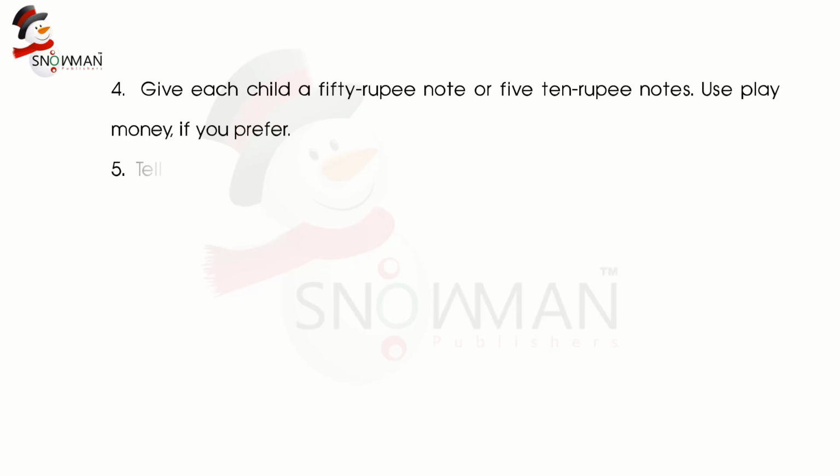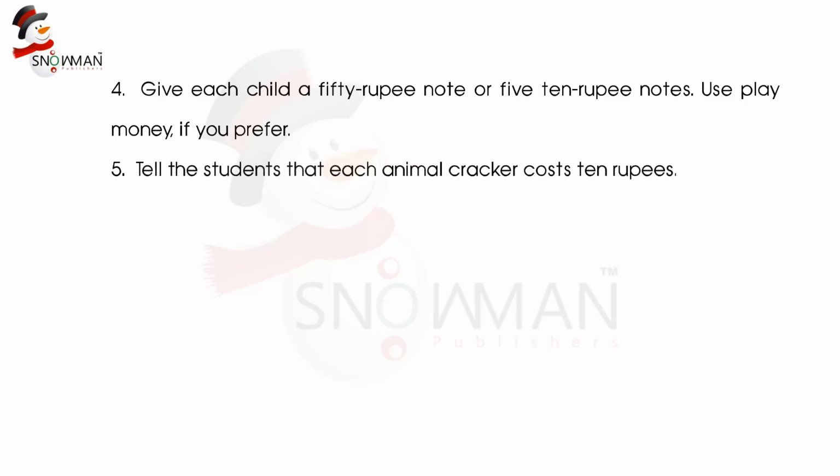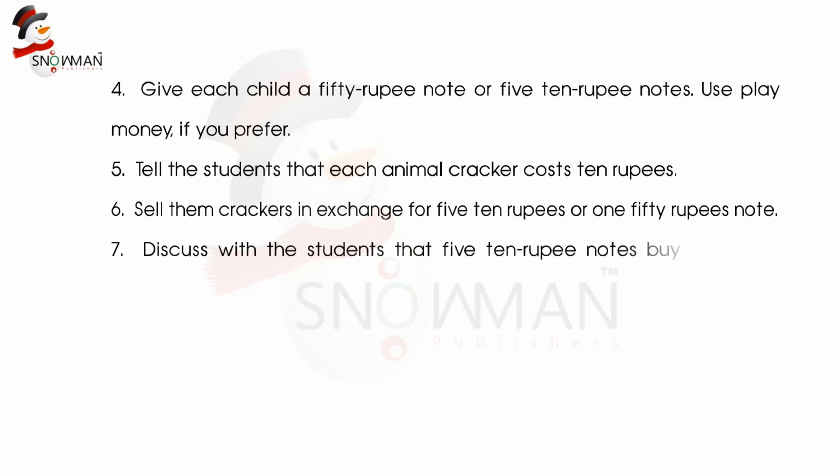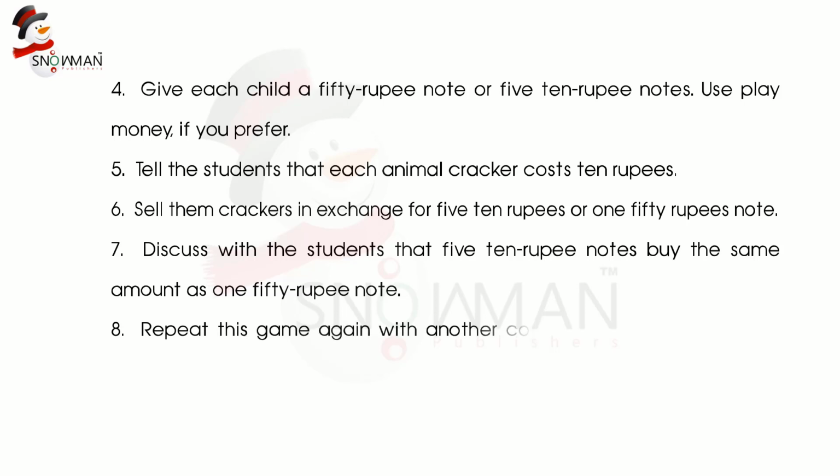5. Tell the students that each animal cracker costs 10 rupees. 6. Sell them crackers in exchange for five 10 rupee notes or one 50 rupee note. 7. Discuss with the students that five 10 rupee notes buy the same amount as one 50 rupee note. 8. Repeat the game again with another coin or note denomination and play it often.